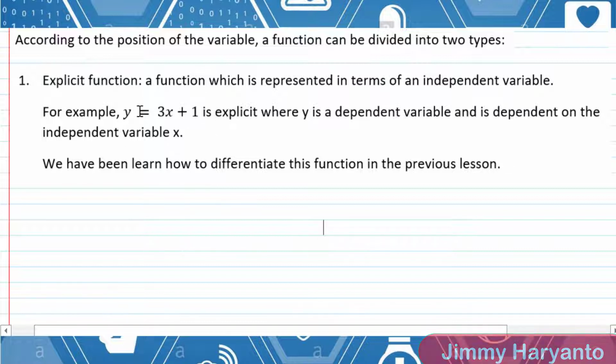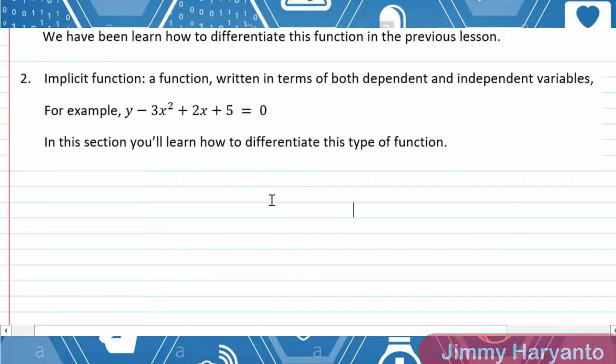Nah, jadi explicit itu variablesnya itu kayak y di sebelah kiri, x di sebelah kanan, atau x di sebelah kiri, y di sebelah kanan. Enggak campur-campur, itu namanya explicit ya. We have learned how to differentiate this function in the previous lesson.